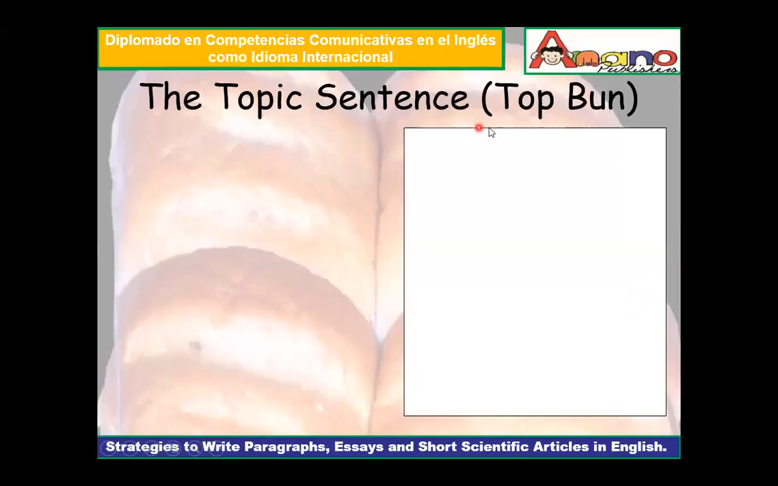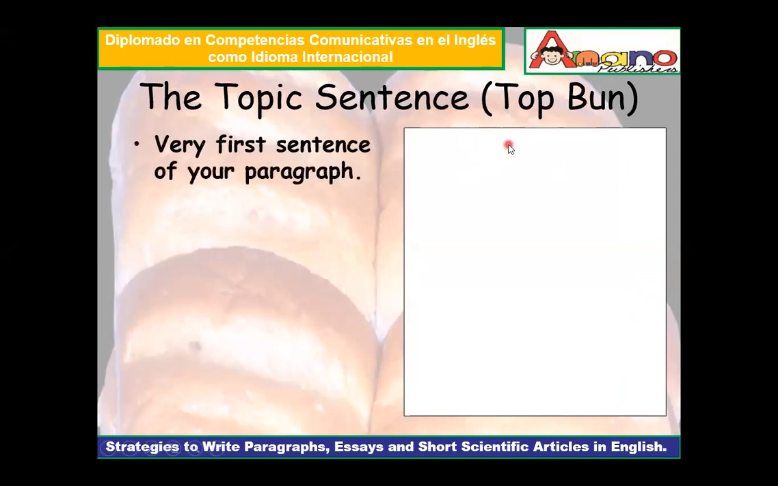So, what about the first part? The topic sentence is the top bun. What's the top bun? Yeah, the topic sentence is the top bun. Well, it's the very first sentence of your paragraph.